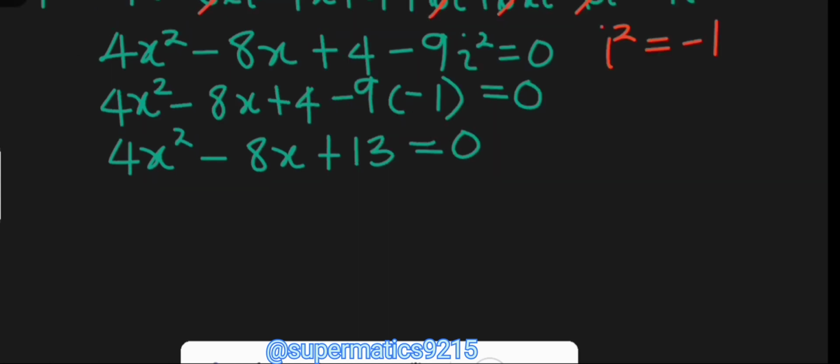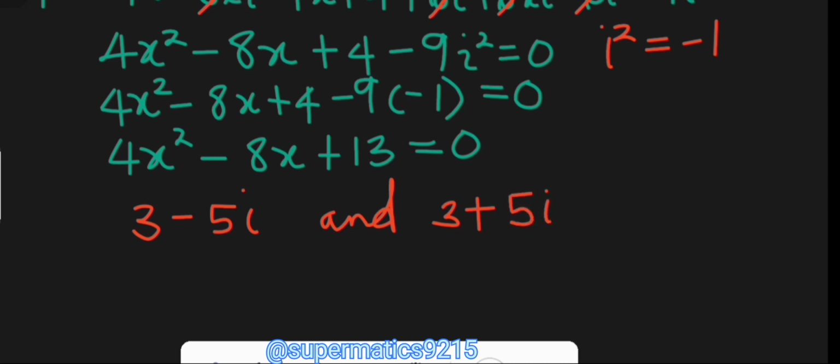Now find the quadratic equation given that its roots are 3 minus 5i and 3 plus 5i.